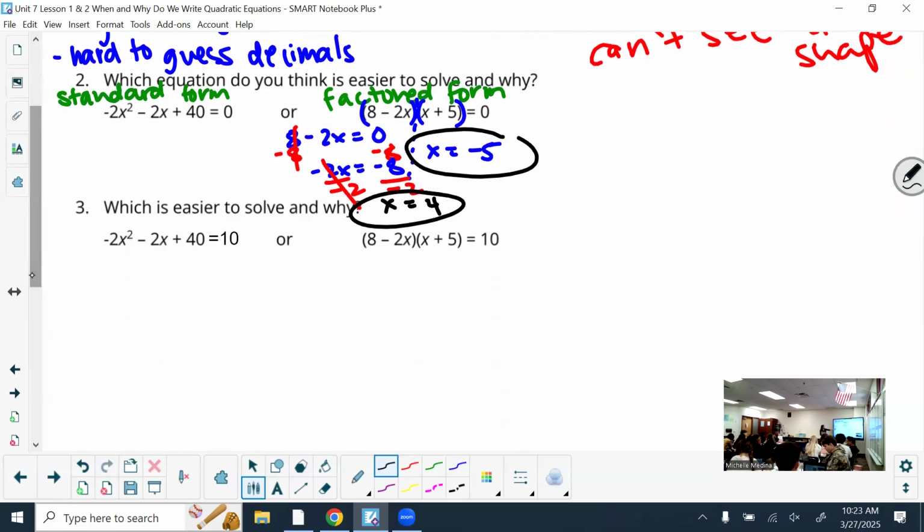For this one down here, what's the only difference between these equations and the one above it? The thing that it's equal to. I don't want to say answer because technically solutions are values for the variable, right? What it's set equal to is different. Over here it's 0, over here it's 10. Would the factored form still be easier to solve if it's equal to 10 instead of 0?